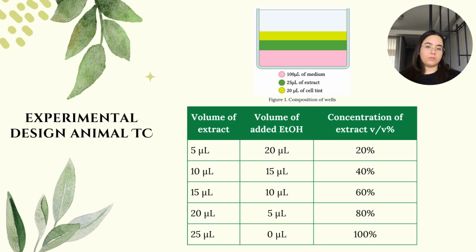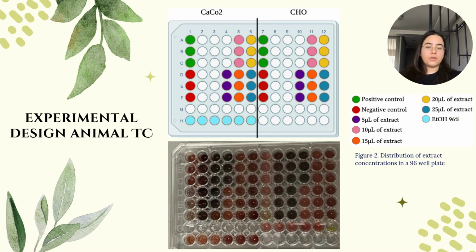As for the animal tissue culture, the experimental design also worked with different concentrations, but different concentrations of the extract added. The image above shows the composition of the wells, what we introduced into the wells, and then the table shows the concentrations of extract. As for the design itself, the picture above shows the distribution of the wells of the extracts and concentrations.